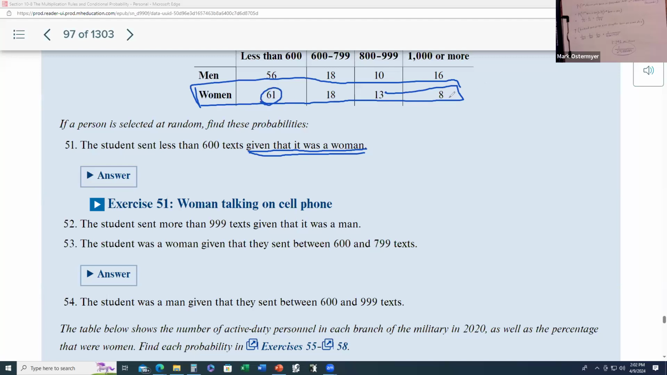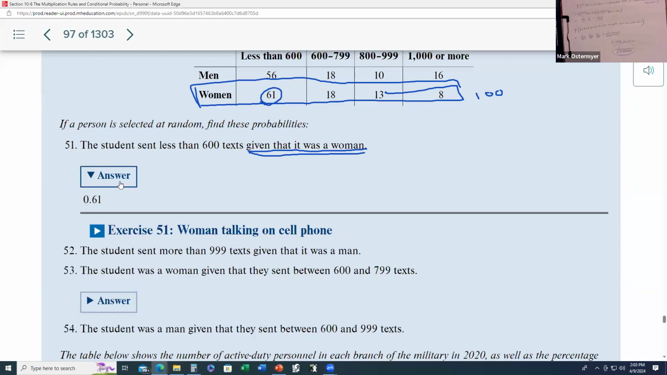Do you agree? How many women are there in this row here? Well, you got to add them up. That gives you 79 plus 13, 92, what, 100? 100 women? And of the 100, how many sent less than 600 text messages? 61 over 100. Your answer is 61% or 61 over 100, 0.61.